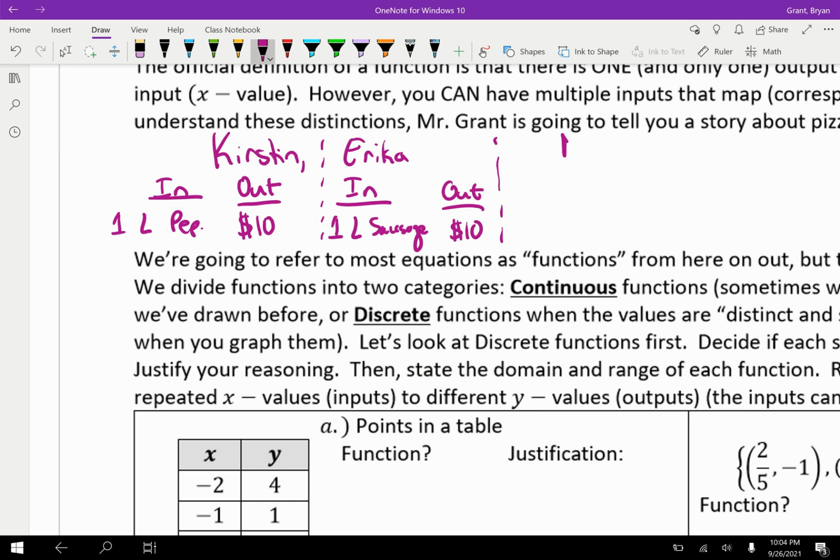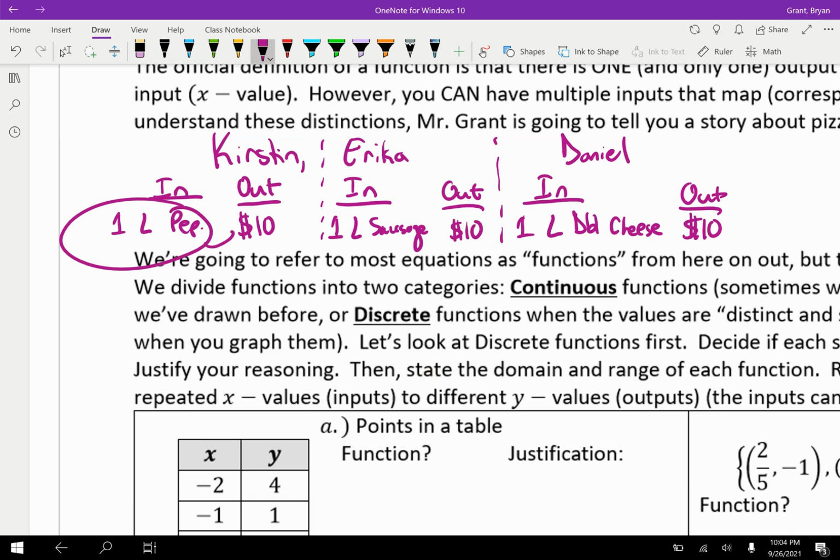Awesome. And then Daniel walks up. He says, same thing. I would like an input of, let's see, 1 large, and maybe he just wants a double cheese pizza. So cheese is the extra topping here. Sounds good. And they say that the output is, okay, also $10. Well, this would make sense. This is considered a function because you can take an input and you can see an output.